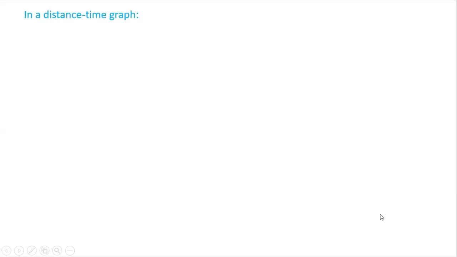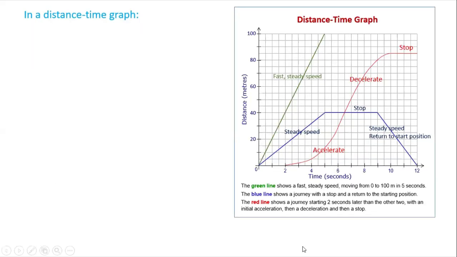In this distance-time graph, we can see the green line shows a fast steady speed, moving from 0 to 100 meters in 5 seconds. The blue line shows a journey with a stop and a return to the starting position. The red line shows a journey starting 2 seconds later. Then the other two have an initial acceleration, then a deceleration and then a stop.